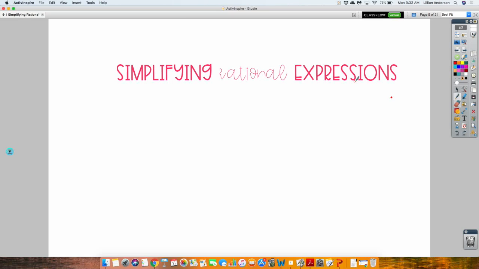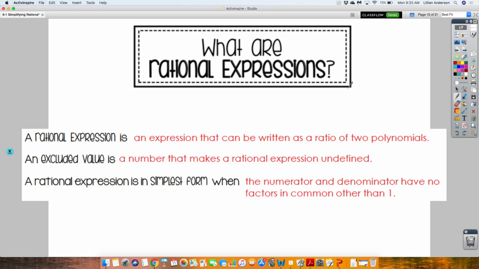So we are simplifying rational expressions today. You are going to be able to take rational expressions and cancel out common factors. So what are rational expressions? A rational expression is an expression that can be written as a ratio of two polynomials. A ratio, another word for that is a fraction.